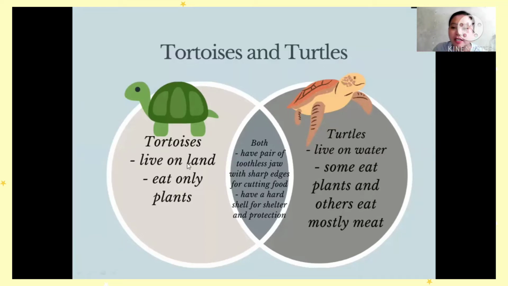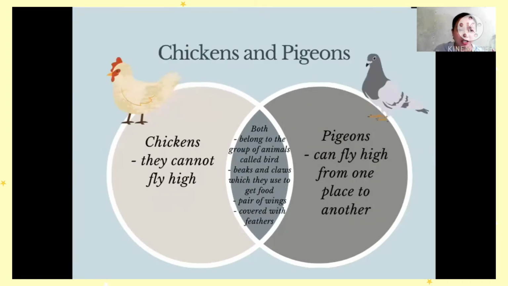Now, for tortoises, they live on land, while the turtles live on water. And the tortoises, they are only eating plants, while the turtles, some eat plants and others mostly eat meat. And both of them have a pair of toothless jaws with sharp edges for cutting food, and they have a hard shell for shelter and also for protection.